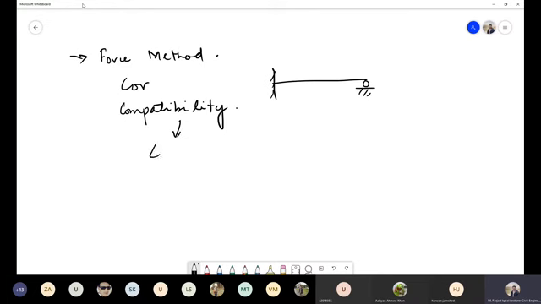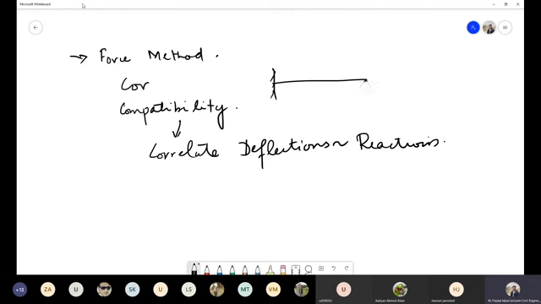These equations basically correlate the deflection with the reaction. For example, if at this point I remove this force and apply a reaction force Vy, then it will produce some kind of deflection in this beam. And I will correlate these deflections with this reaction.